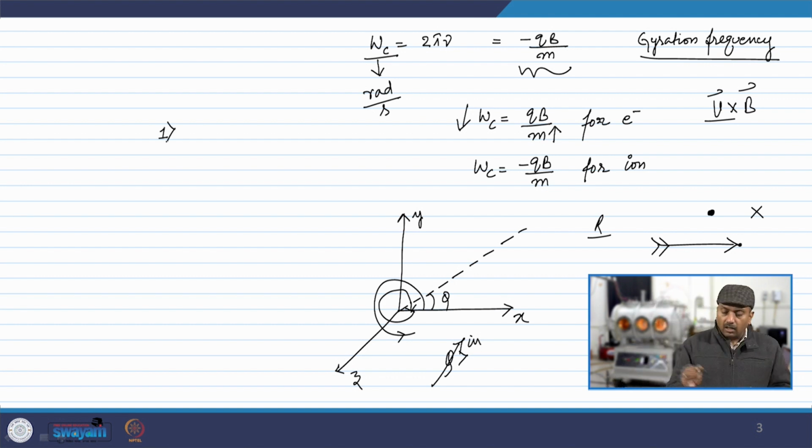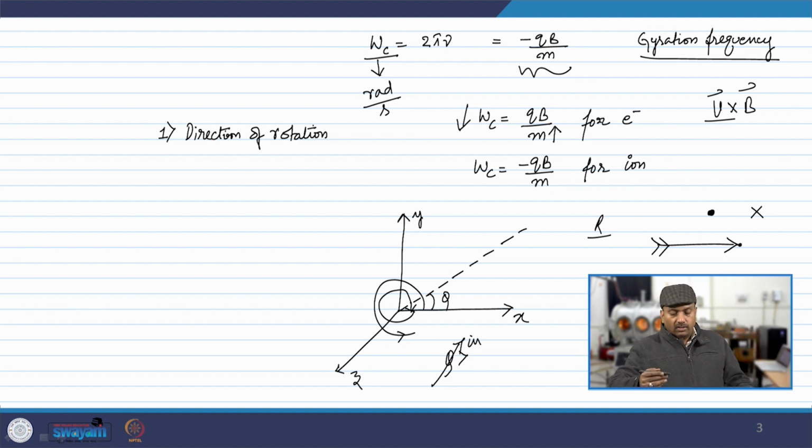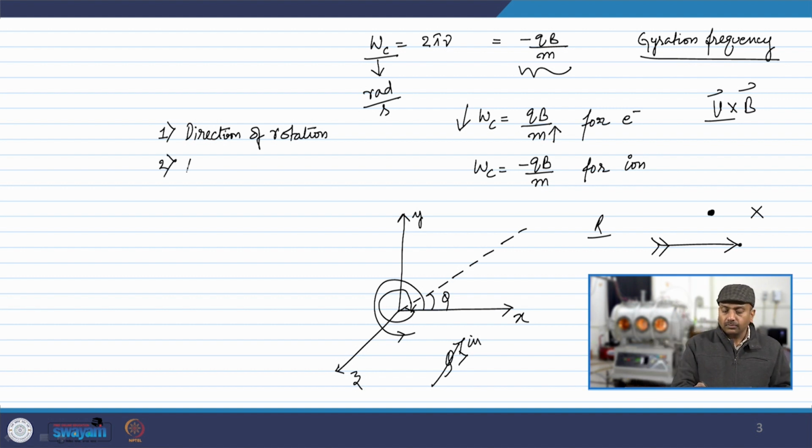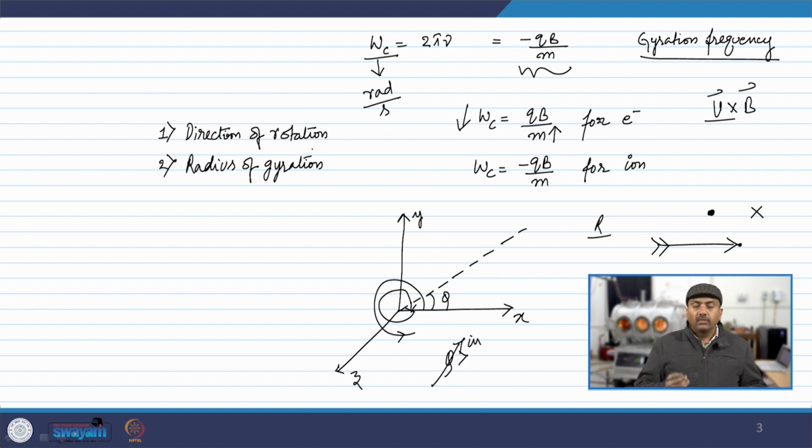So, in order to comment, these are the issues right now. We have to know the direction of rotation. So, in which direction the electron will rotate within any given coordinate system, left-handed or right-handed. If you give the coordinate system, you should be able to tell in which direction the particle will rotate, and then we have to know what will be the radius of gyration. The particle's motion is referred to as gyration. What will be the radius of gyration, right?